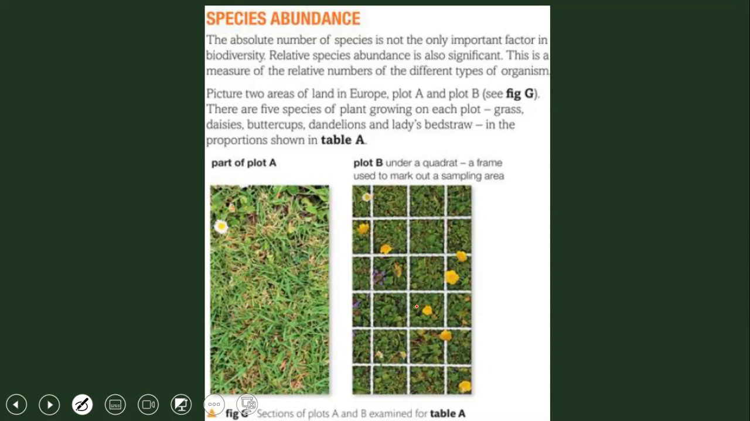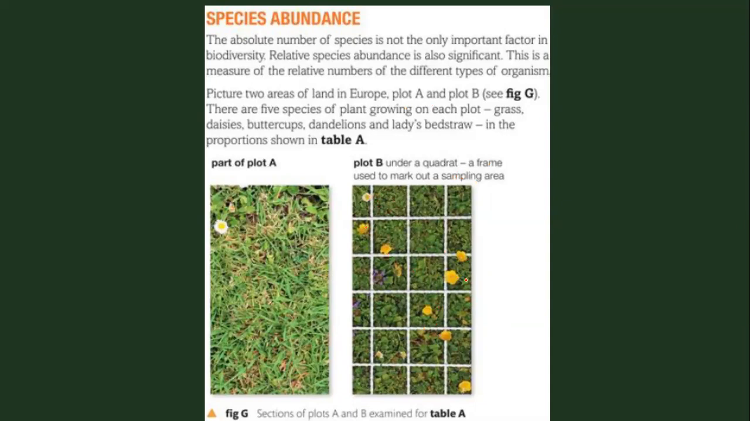So one of the ways you can measure relative species abundance is the quadrat method. We have a frame, and we take a random sampling area. The frame is divided into multiple equal-sized quadrats. You place the frame on your sample area, and then you count the number of different flowers.